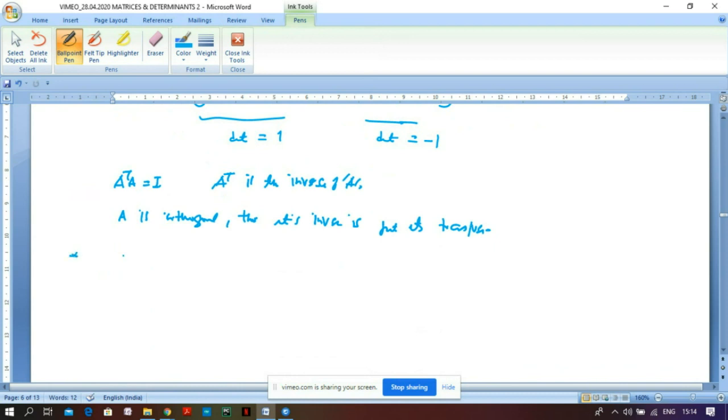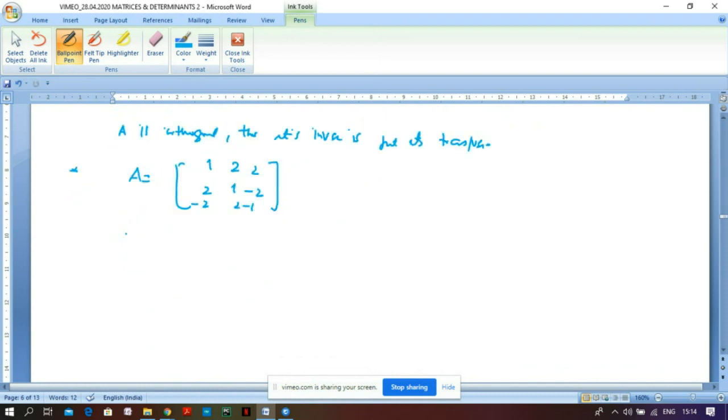So it is by definition. Based on them, suppose matrix A is given to be 1 2 2, 2 1 negative 2, negative 2 2 minus 1, this one. Then you want to find A inverse. Every matrix will have a unique inverse as long as det of A is not 0. We can check that det of A is not 0. We want to find A inverse.